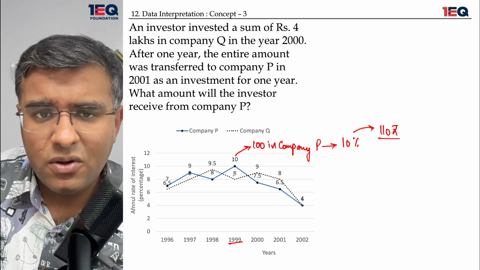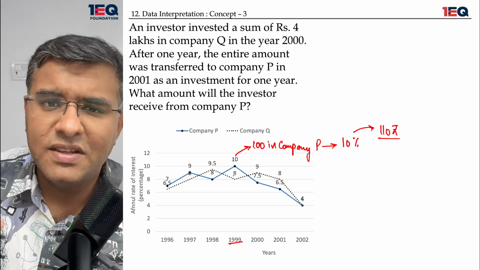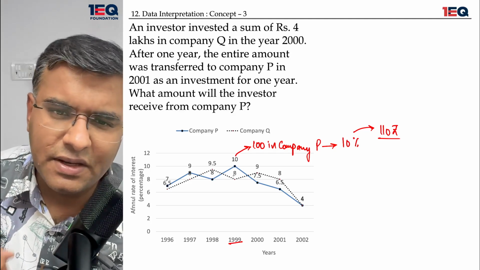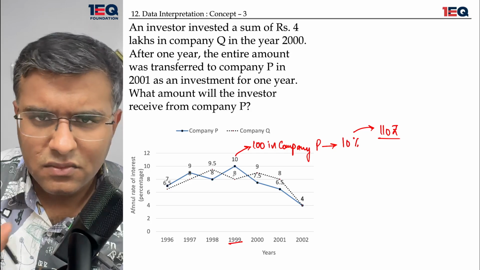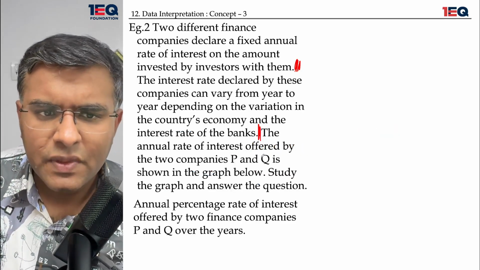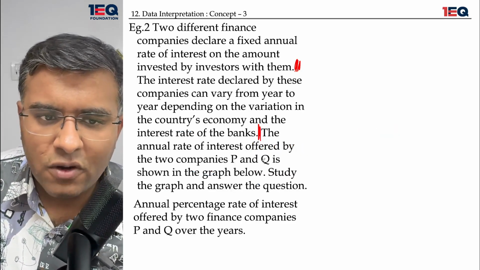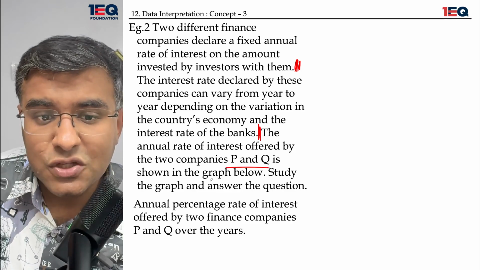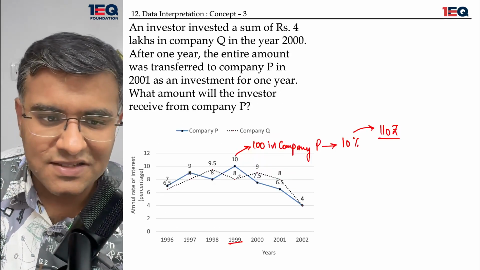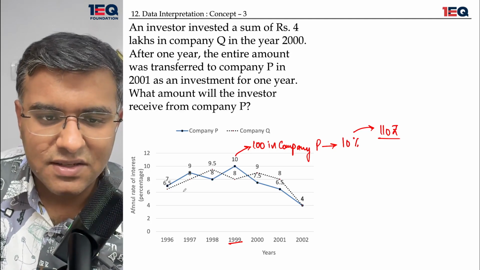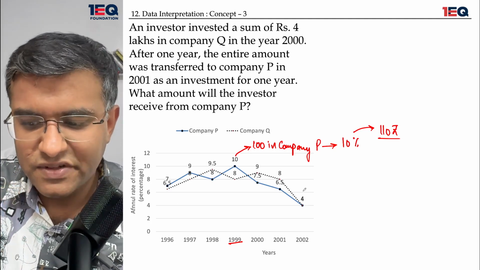And what does it depend on? It depends on government policies, natural calamities, COVID, any epidemic, pandemic, whatever. Okay, simple. Going back, the annual rate of interest offered by the two companies P and Q is shown in the graph. We've already discussed this, so this is pretty much visible to us.